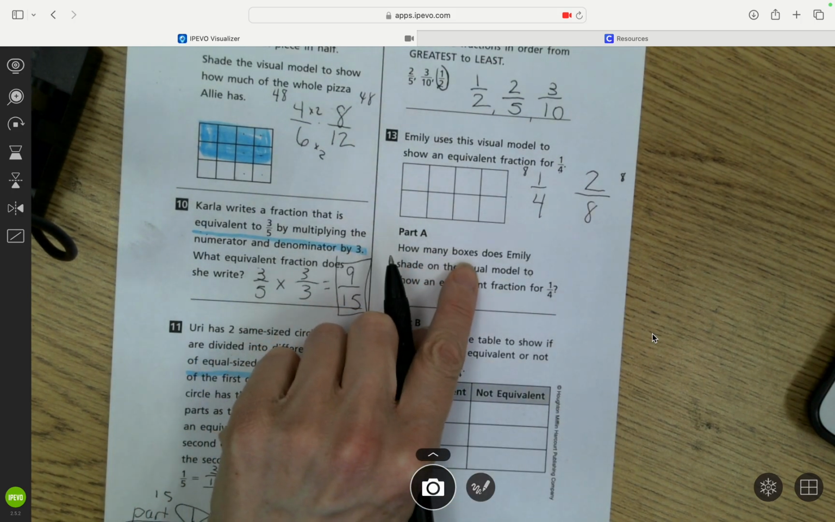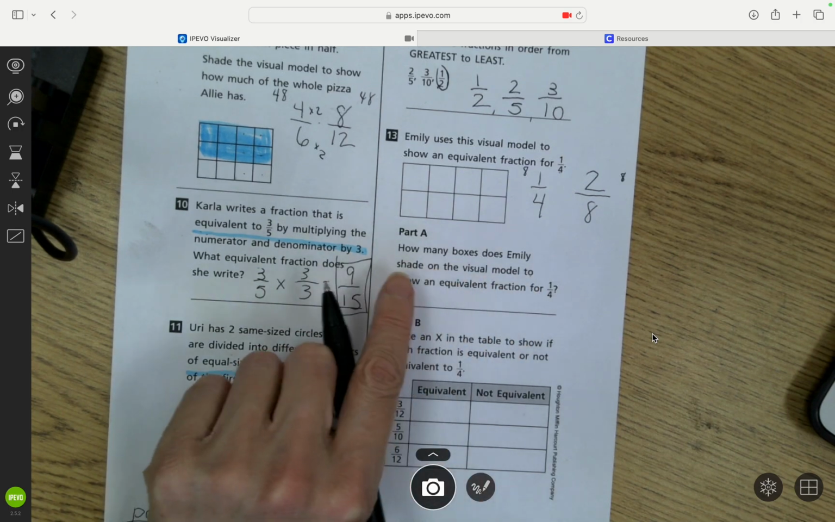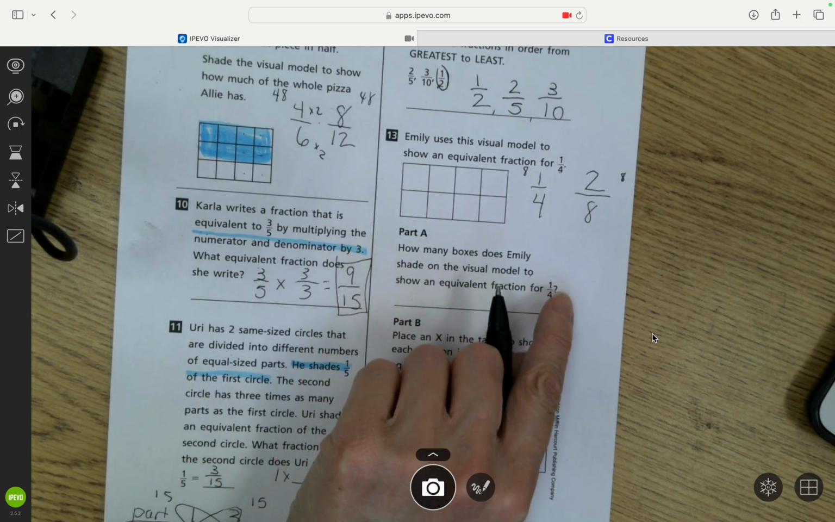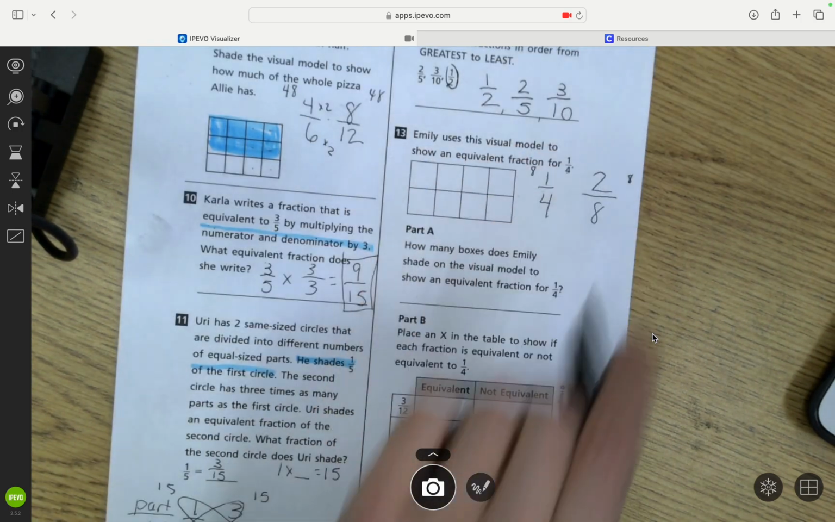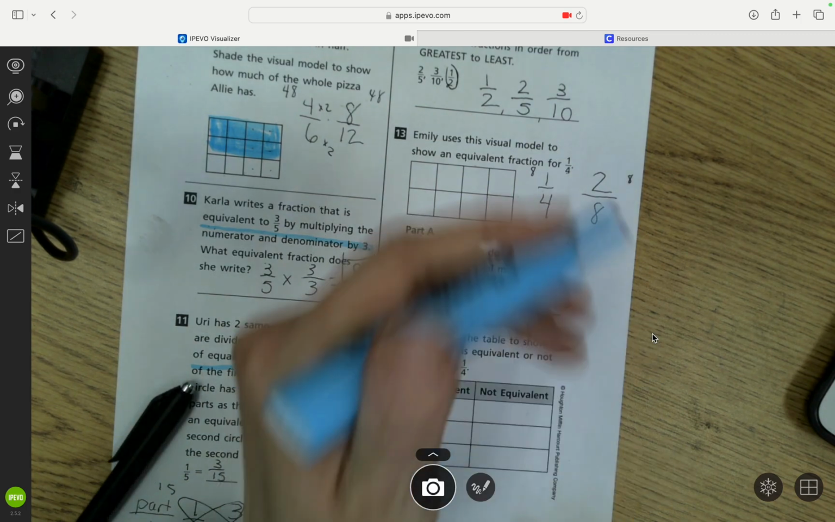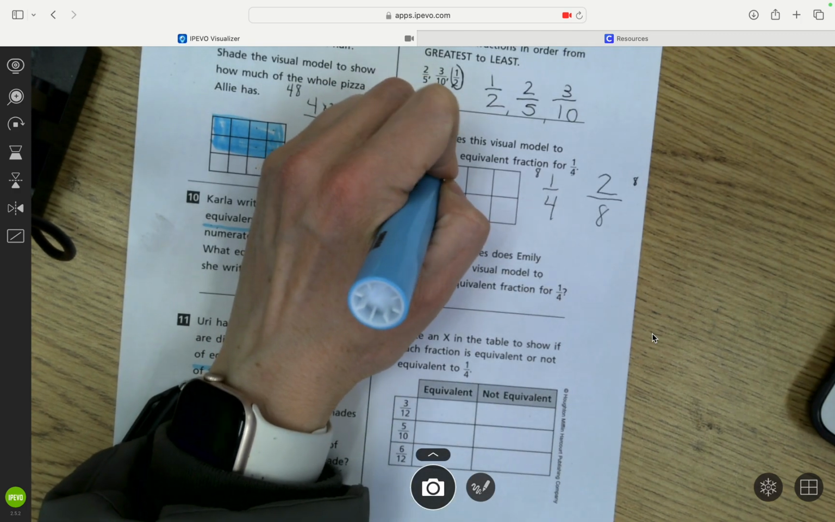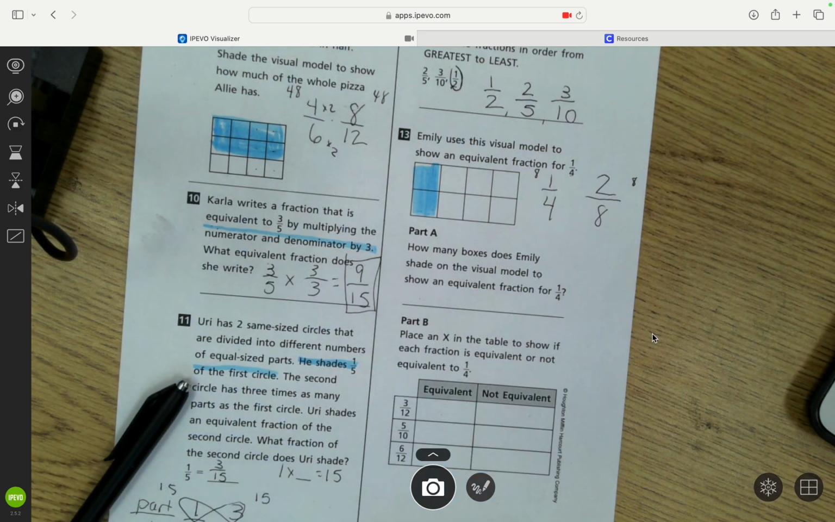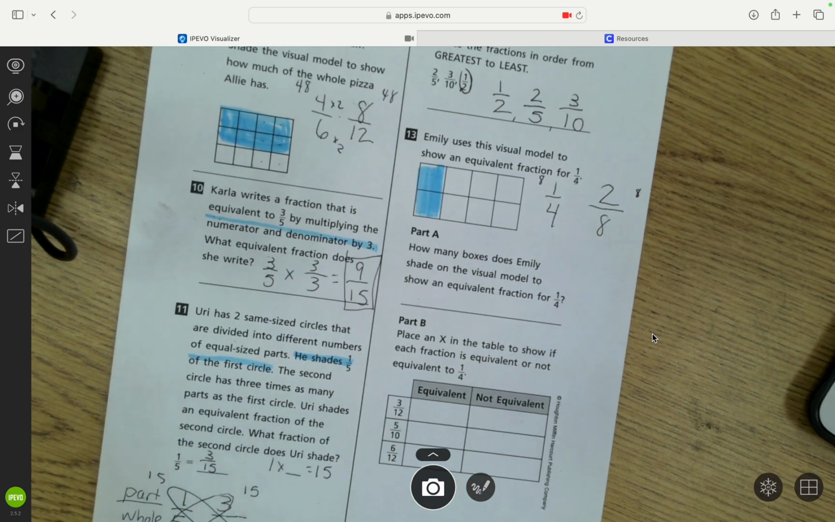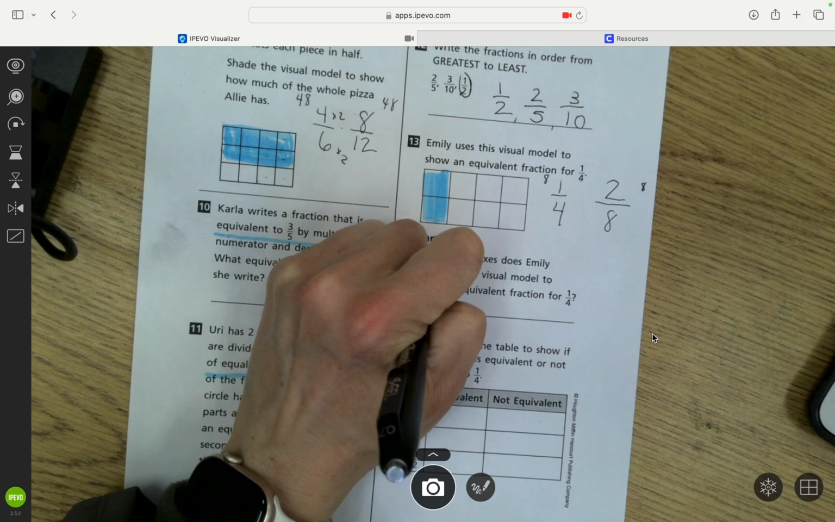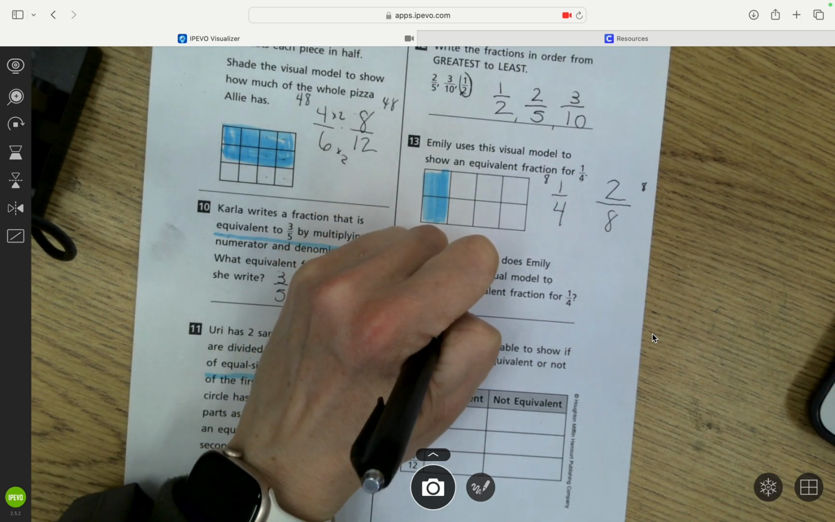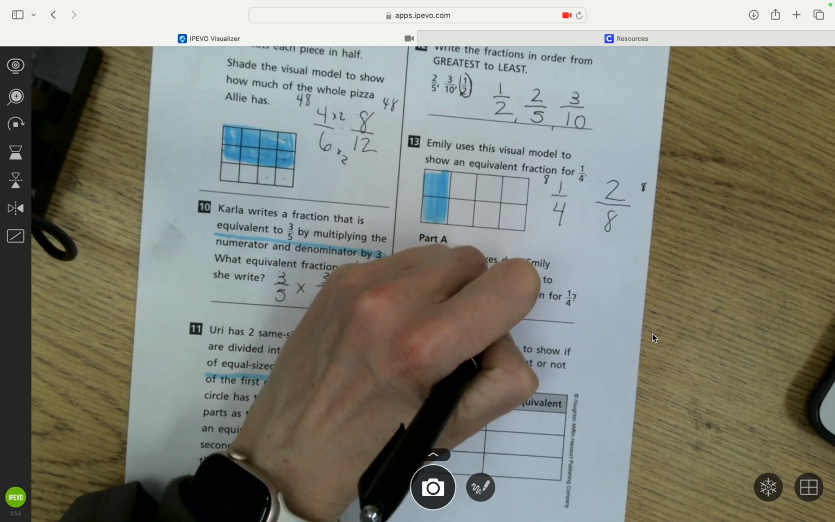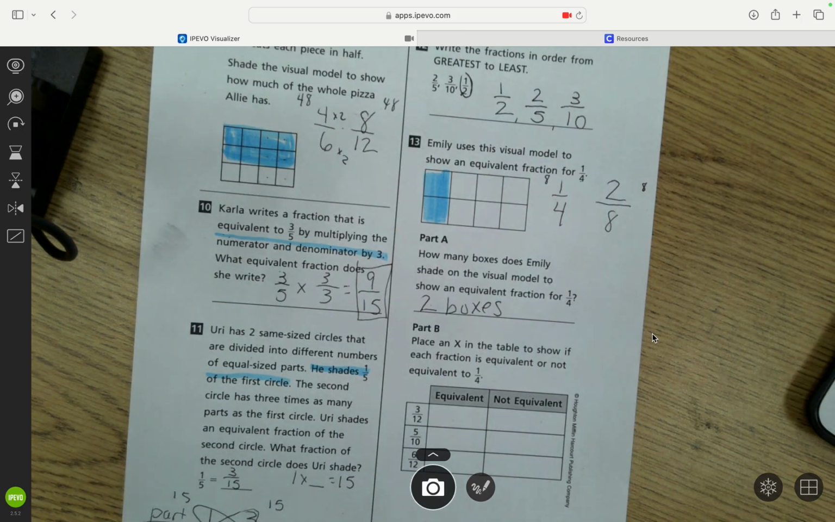So how many boxes does Emily shade on the visual model to show an equivalent fraction of 1/4? How many should she shade? The top piece. So I'm even going to shade it. 2/8. And she needs to shade 2 boxes. Okay? Work through these over and over again to understand them.